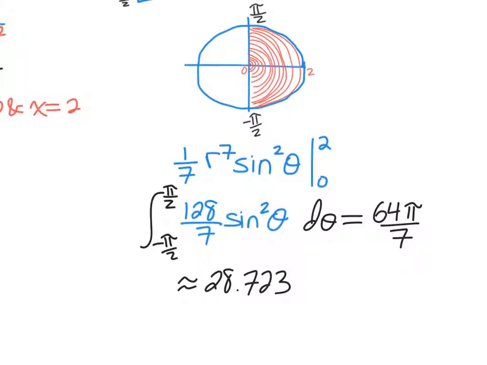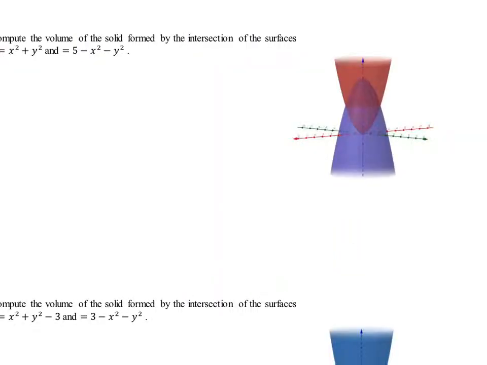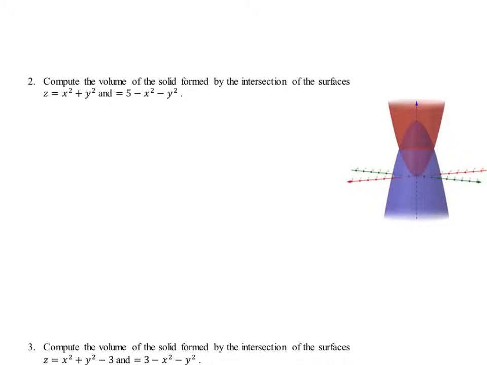Are we ever going to go over that problem from the prior revision of this packet where we were getting different answers? Which problem is that? Compute the volume of the solid formed by the intersection of the surfaces.